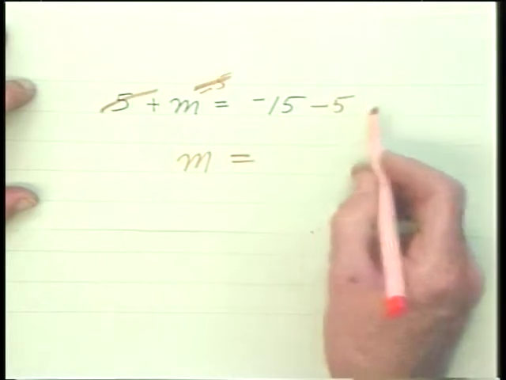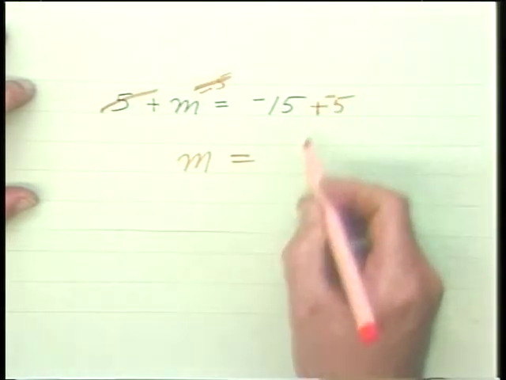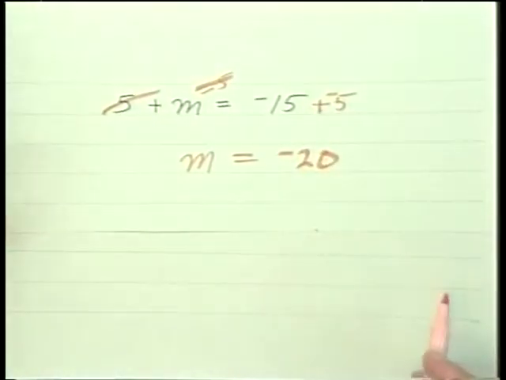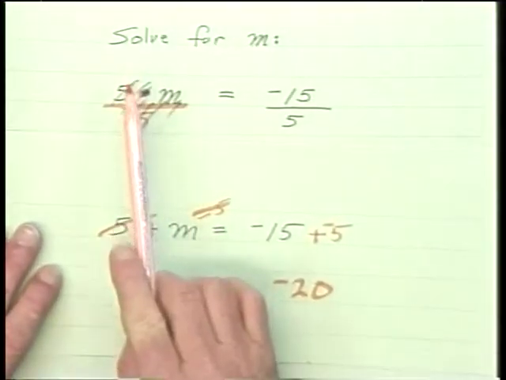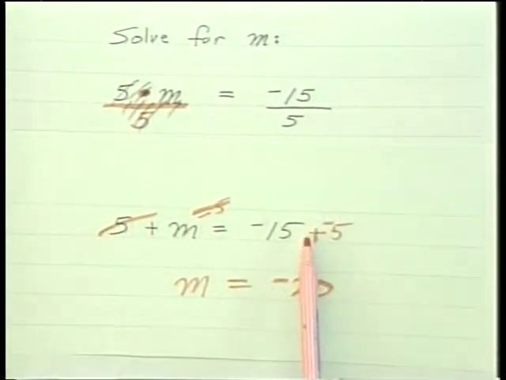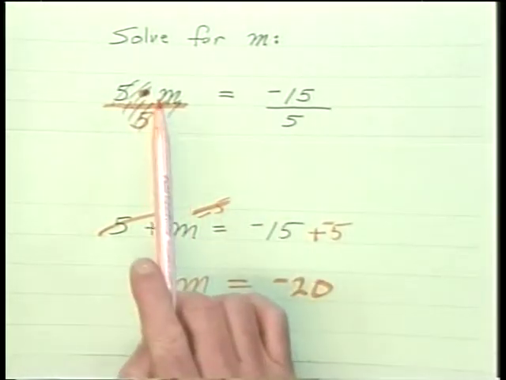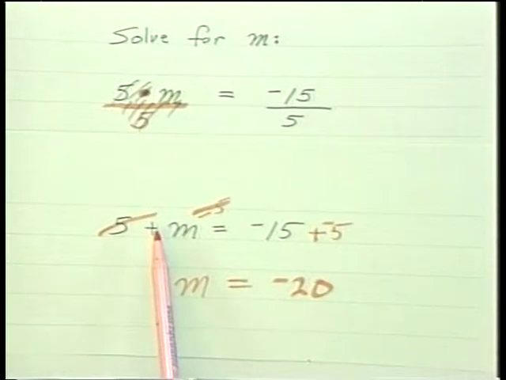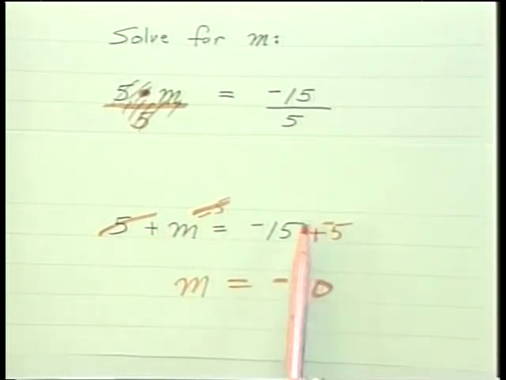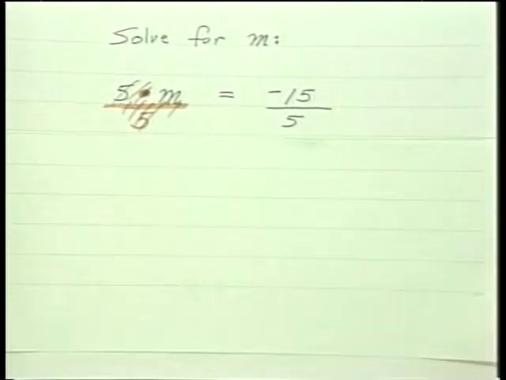And over here, of course, we get negative 20. So it wasn't the 5 that determined what we did. In both cases we had a 5, but we did something different. So we undid multiplying by dividing, we undid adding by subtracting from both sides.